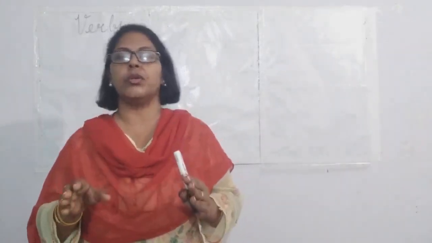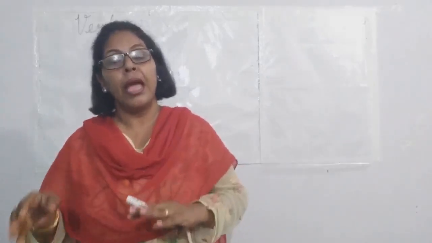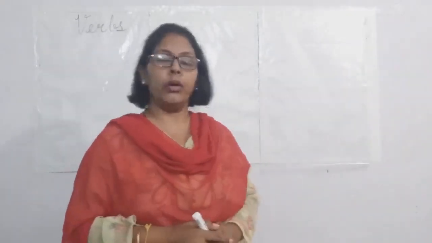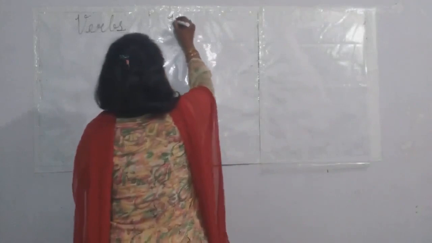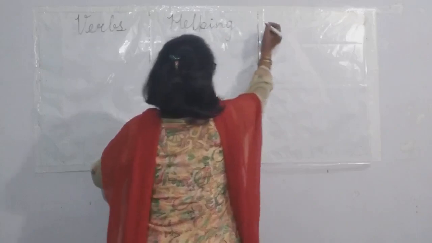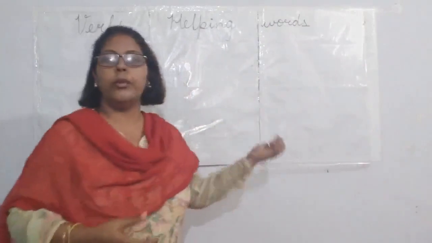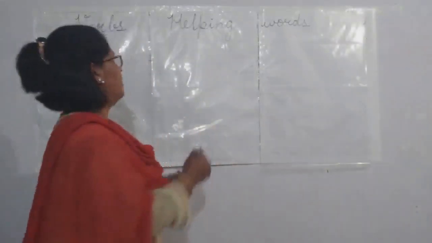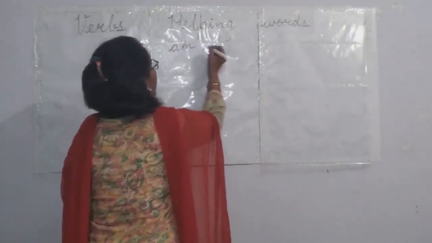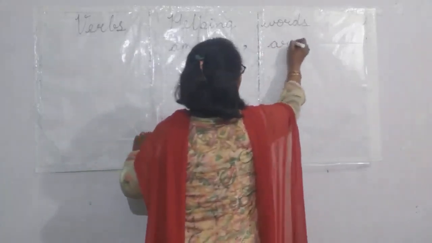Verbs are action words. Now, action words sometimes need helping words or verbs. We call them verbs also. Now, first one, am. Then we have is. And then we have are.